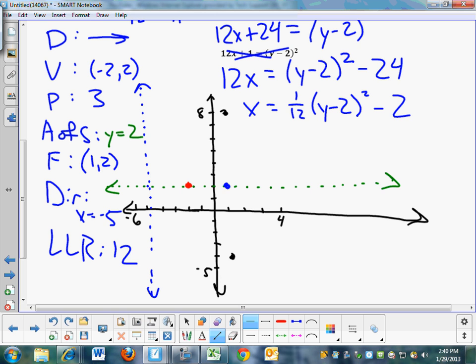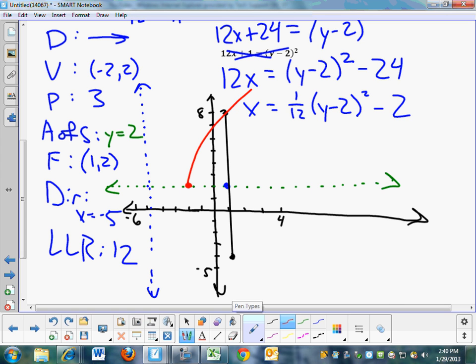Use my handy dandy segment creator. Draw my graph through the endpoints. There's my shape. Isn't that cool? And you wonder when you're ever going to use that.